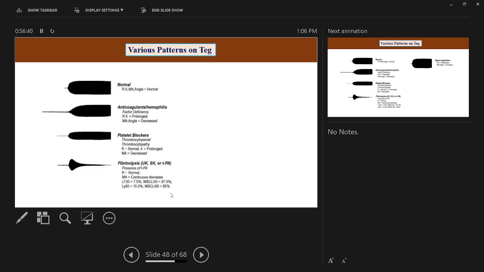Various patterns on TEG are, this is normal, the first graph that you can see is normal. Normal R time, K time, maximum amplitude, and angle. Maximum amplitude is produced by the platelets, or DDAVP if there are low levels of desmopressin intrinsically. Alpha angle and alpha angle.